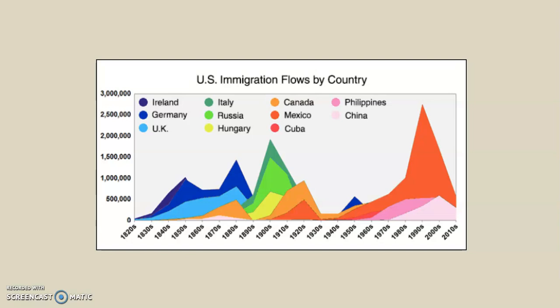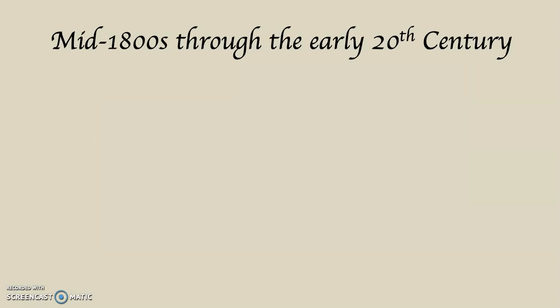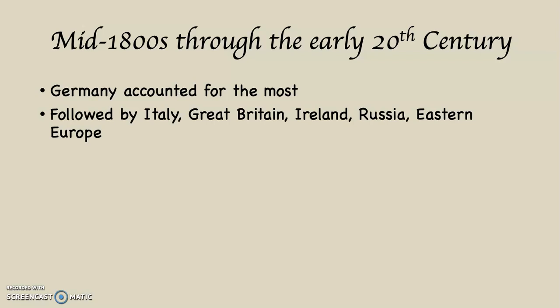Take a look at this, kind of a flow chart in a way, and notice that on the left-hand side, you can see this is the end of the colonial era. Where are these people coming from? Ireland, Germany, and the UK. Then the mid-1800s to the early 20th century. Germany accounted for the most immigrants coming to the United States during that period, but that was followed by Italy, Great Britain, Ireland, Russia, and Eastern Europe in general.